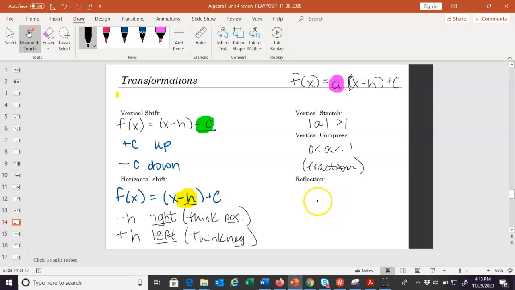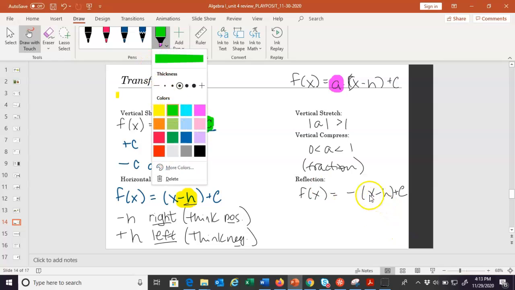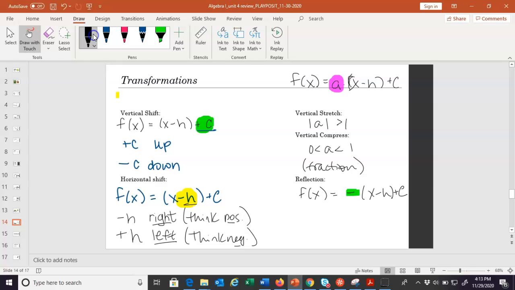All right, our last transformation is a reflection. So here's f of x, just our general form. If the negative is out here in the front, then it is going to reflect over the x-axis. If the negative is on the inside, we can even put a here, since a exists everywhere, then it'll reflect over the y-axis.